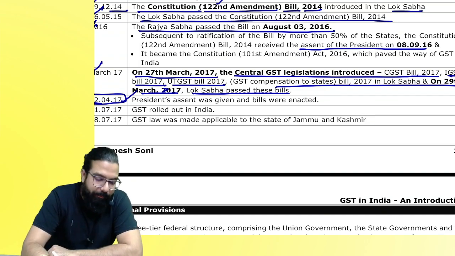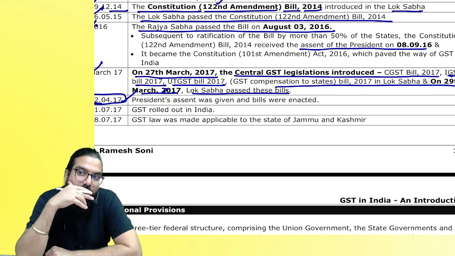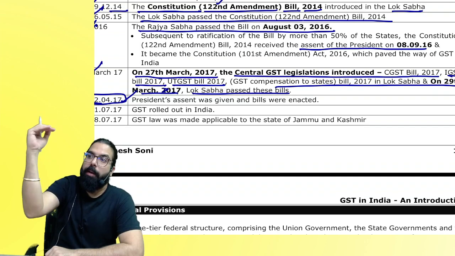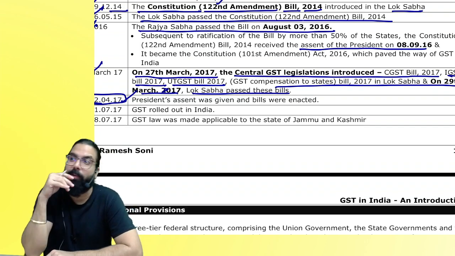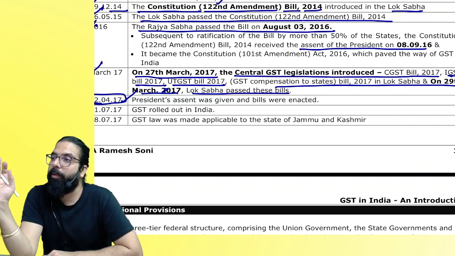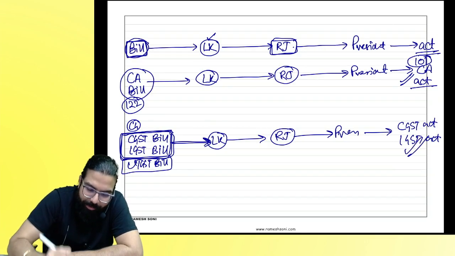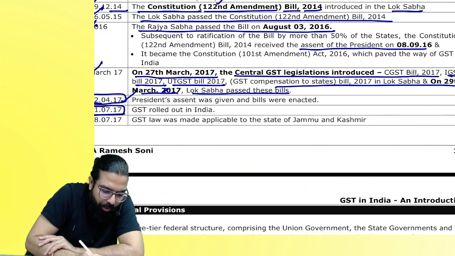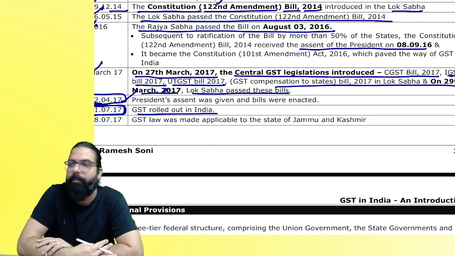Now tell me one thing. Have we made the GST law? First we amended the constitution. Then we went ahead and made the GST law. Can we charge GST now? Yes or no, everyone? Baba, the GST law is made. And hence, from 1st of July onwards, GST was rolled out in India.